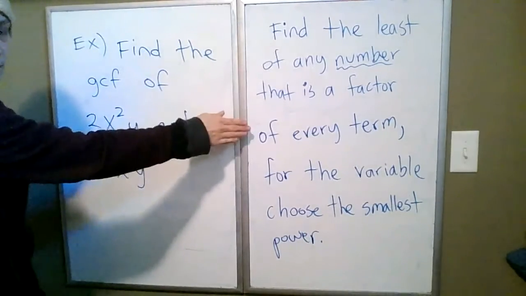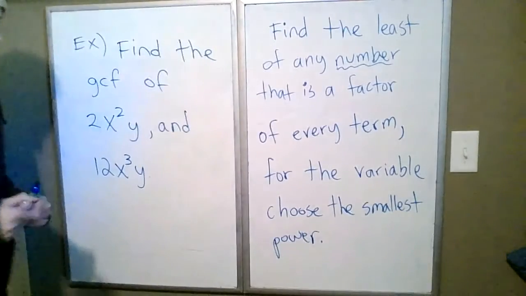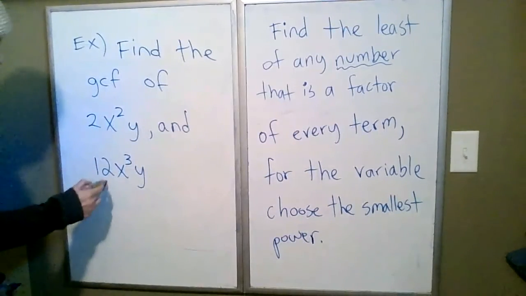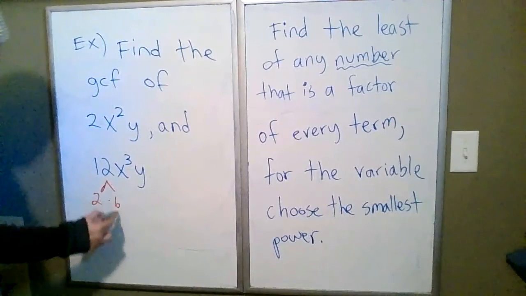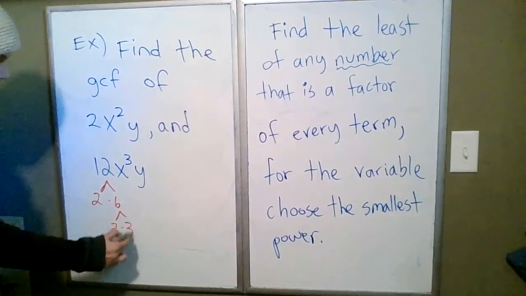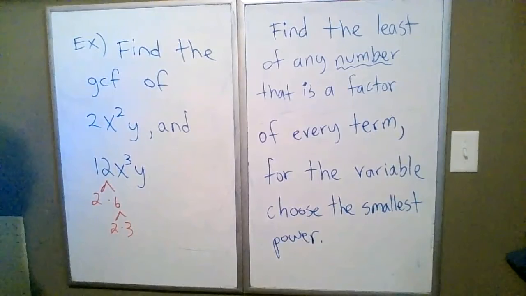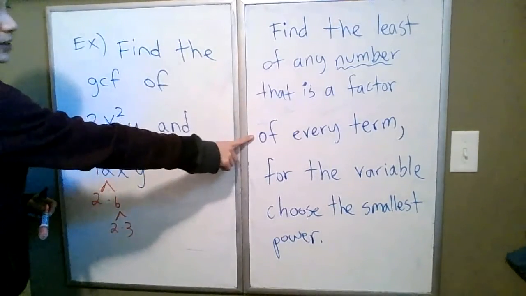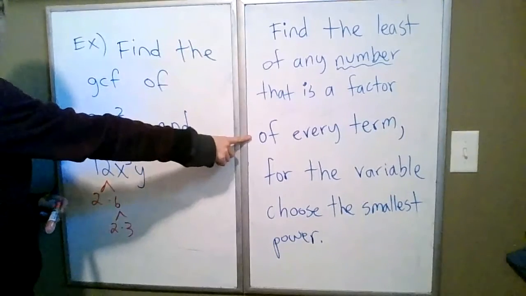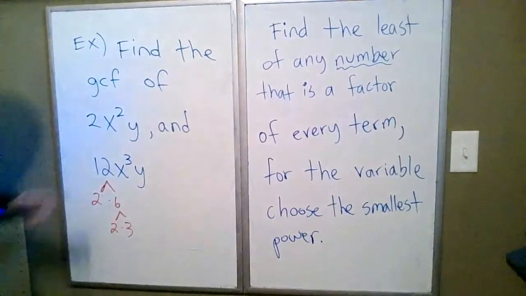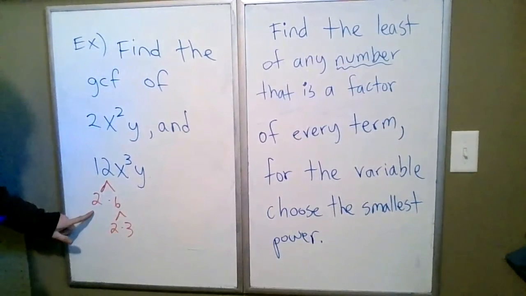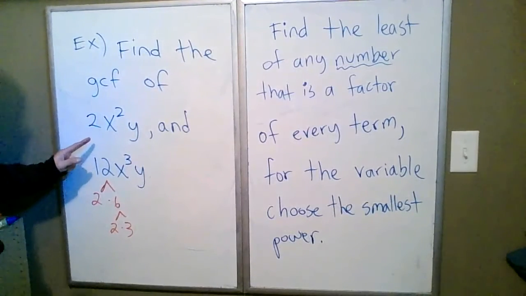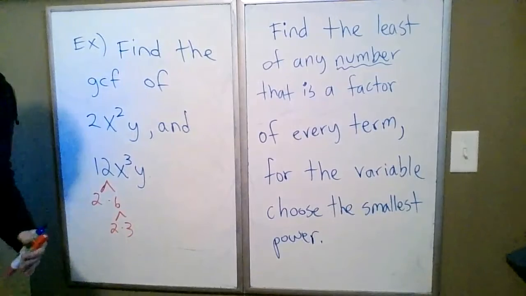So you kind of factor every number that you see. 2 is factored. It's 2. 12 would be 2 times 6. 6 is 2 times 3. So we've checked out our numbers, we've checked out our factors, and then for each term, find the least of any factor. So there's a 2 in this one, and there's 2 2s in this one. We're going to go here with just 1 2.